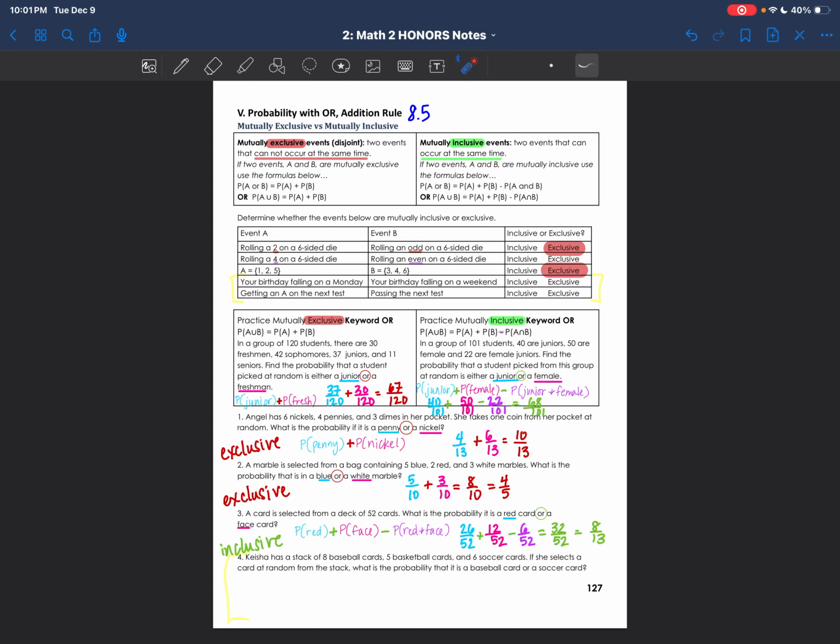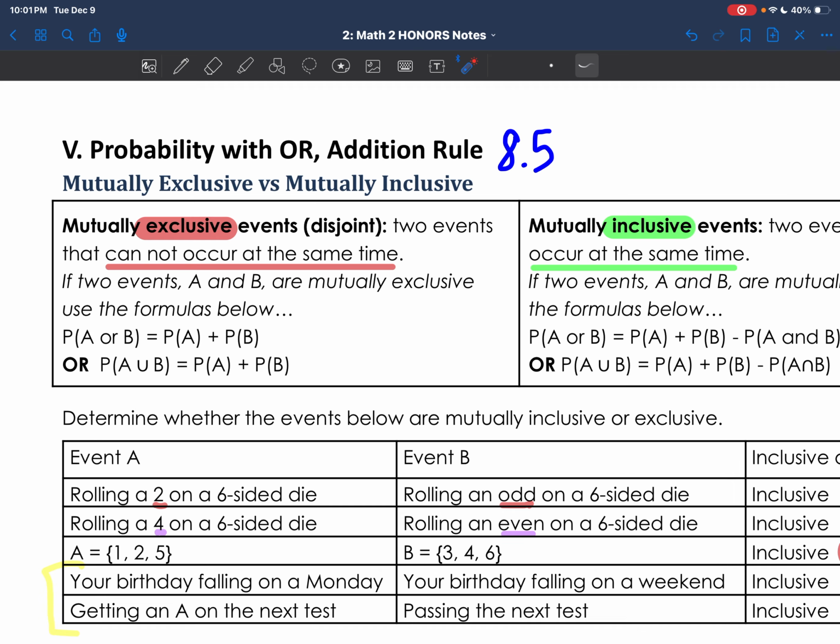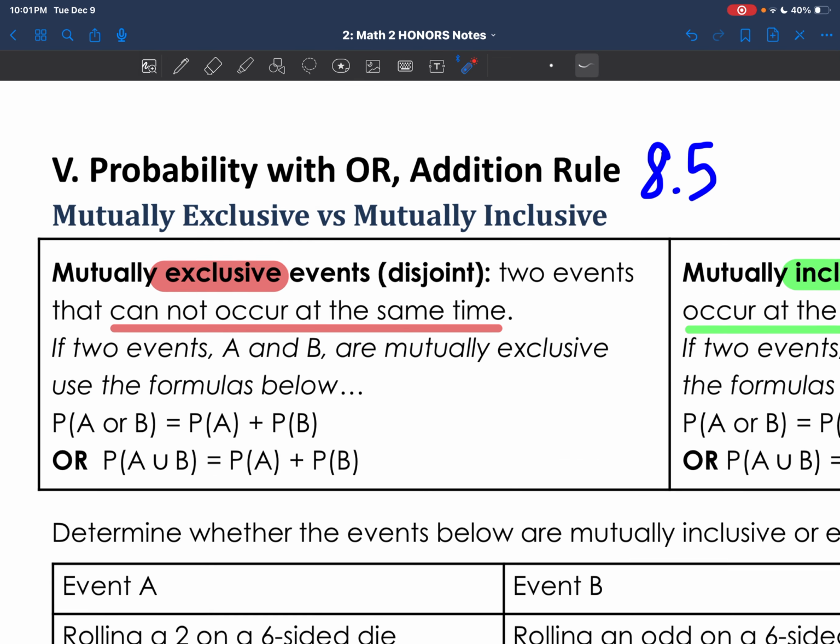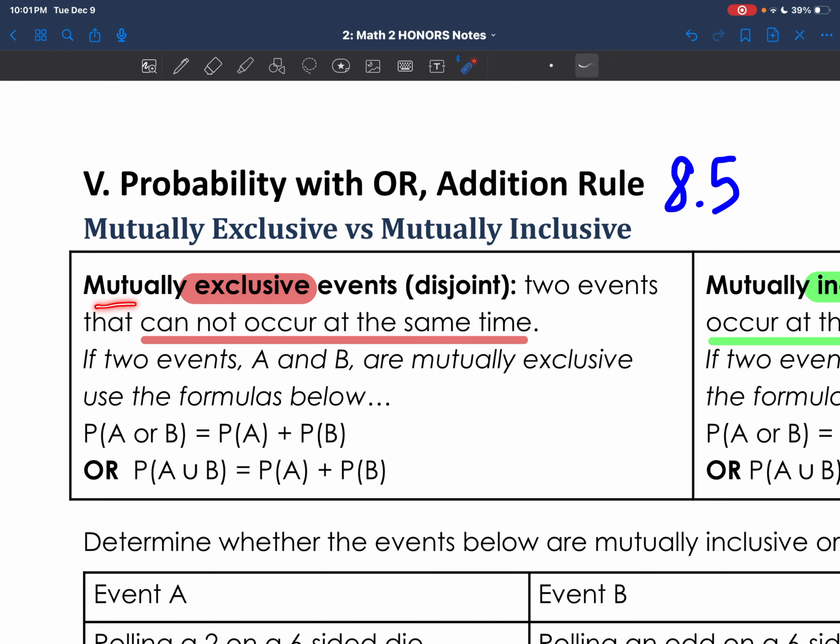All right, today what we're going to talk about is probability with OR, the addition rule. And when we're doing this, there's some important things that you need to know. One of the things that you need to know is a mutually exclusive event, or a disjoint. So it's basically two events that cannot occur at the same time.